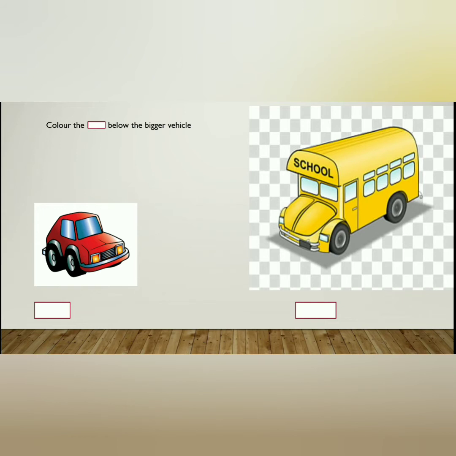So what is the question? Color the box below the bigger vehicle. Which one is the bigger vehicle? School bus. School bus is bigger than the car. So we are going to color the box given below the bigger bus. Color it in your book. Very good.